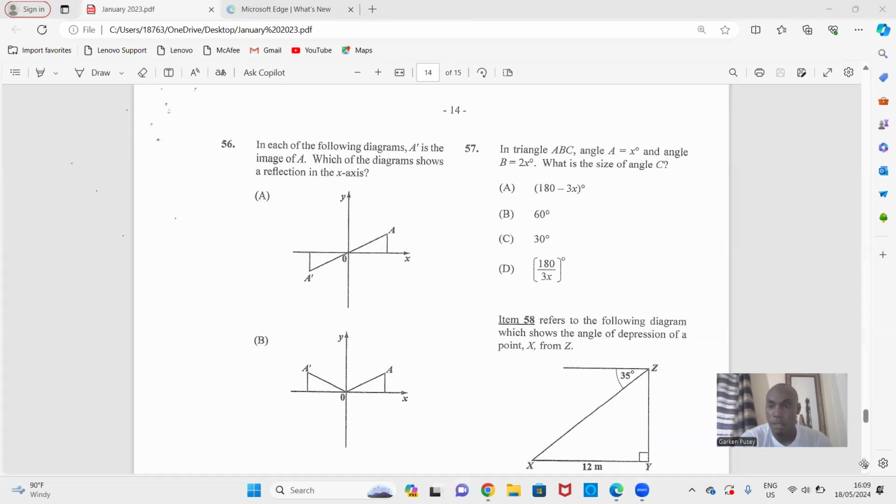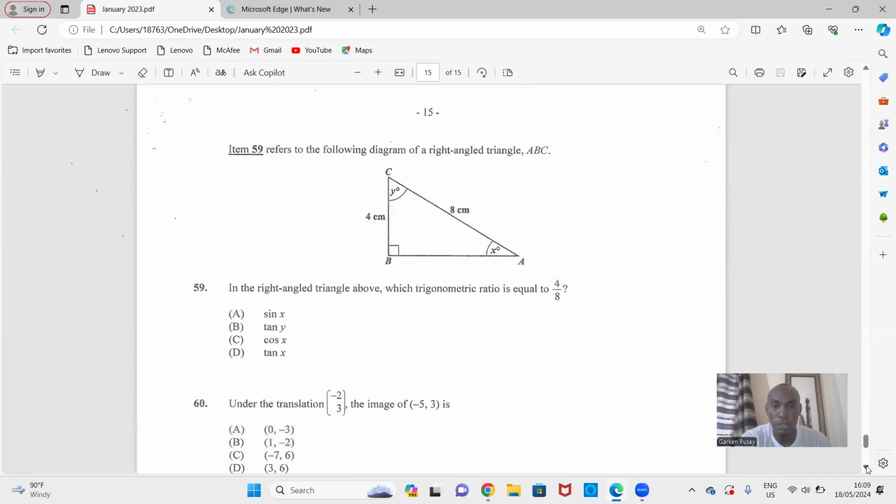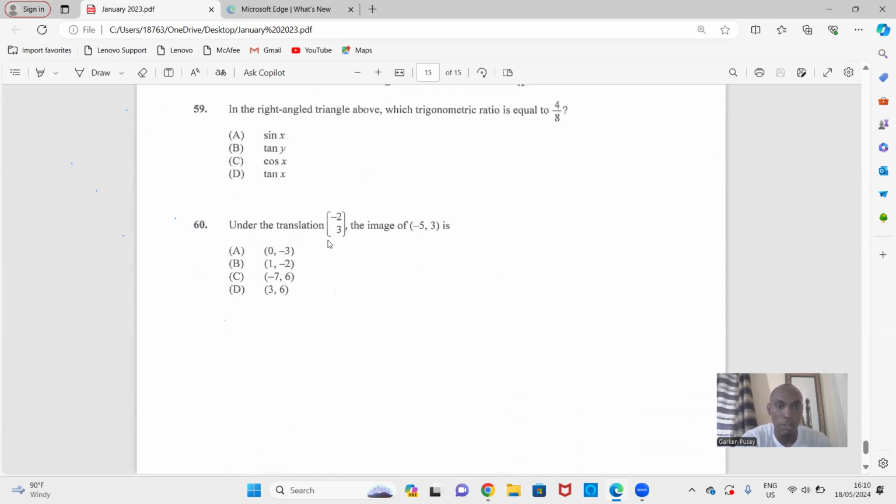And 58. Let me just give you this quickly. Once you see anything that has to do with angle of elevation or depression, 90% of the time it's going to be anything that has tan. So I'll just tell you from now that 58 is 12 tan 35, which is D. In the interest of time, the battery is going. Sine X is opposite over hypotenuse, so 59 is A. And the last one, 60, under the translation, the image of that is, so -2 plus -5 is -7, and 3 plus 3 is 6. So the answer is C.